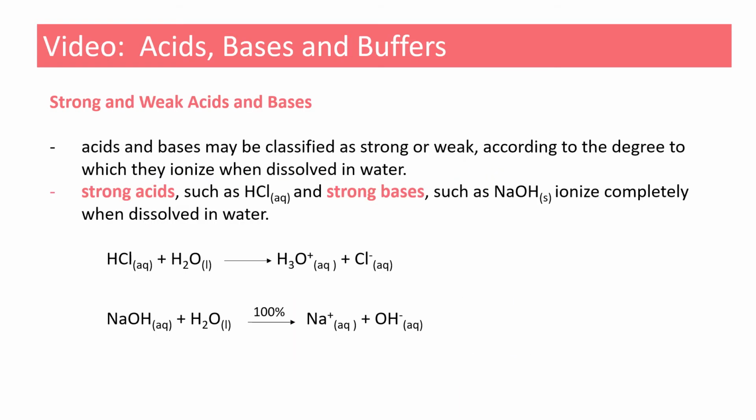Strong and weak acids and bases. Acids and bases may be classified as strong or weak according to the degree to which they ionize when dissolved in water. Strong acids such as HCl and strong bases such as NaOH ionize completely when dissolved in water. And here is their equation.